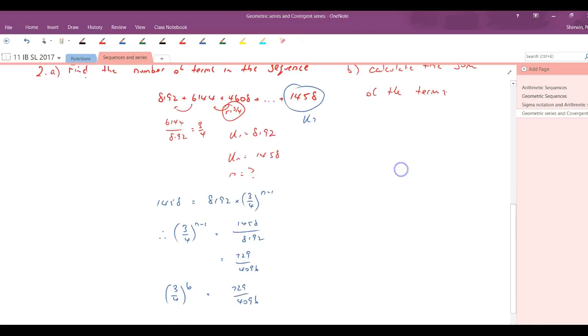Calculate the sum of the terms. So we're now after the sum of these 7 terms, which is, now because r is equal to 3/4, I'd rather use the 1 minus r rather than r minus 1. So I'm going to go u1, 1 minus r to the n over 1 minus r. So u1 being 8192, r being 3/4, and n equaling 7, all over 1 minus r being 3/4, so that's 1/4. So we'll work that out.